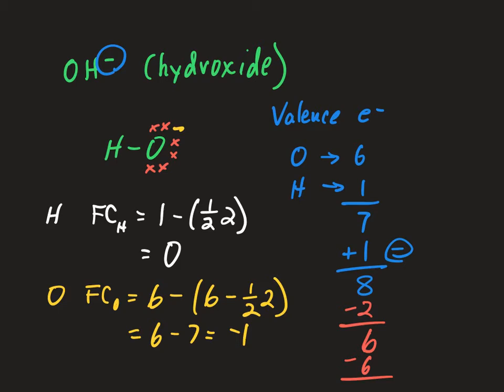So with ions, we have to deal with changing the number of available valence electrons because of the charge, and then we also have to go back and consider the formal charge. Which atoms are carrying the charge in the species?